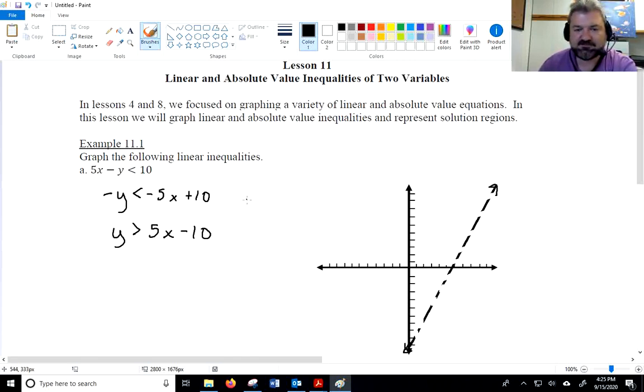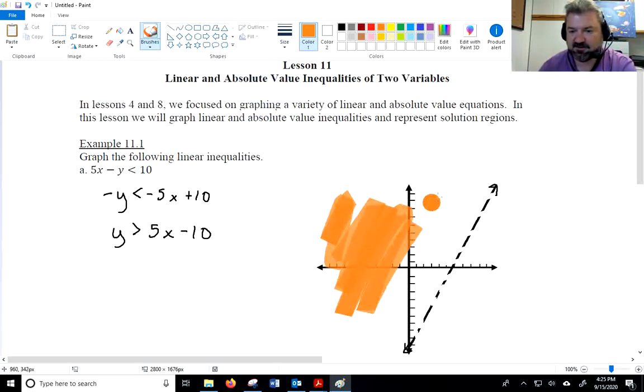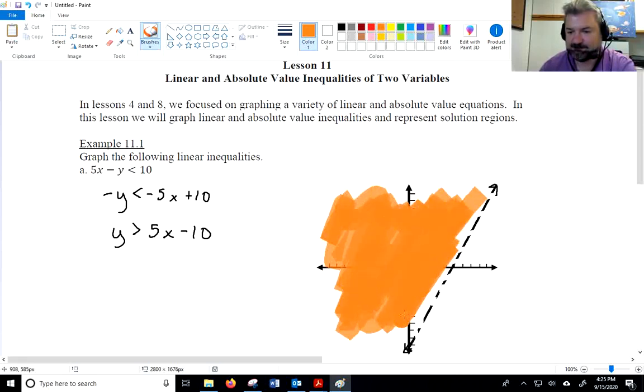Now, I need to represent the entire region where the y value is greater than 5x minus 10. Well, this is the value 5x minus 10. And the y values that are greater than it are all located above it. And I think I have a nice little highlighter here. There we go. So that's where I'm going to shade. Cool. That's the solution set. The solution set is represented by a region of a two-dimensional graph.